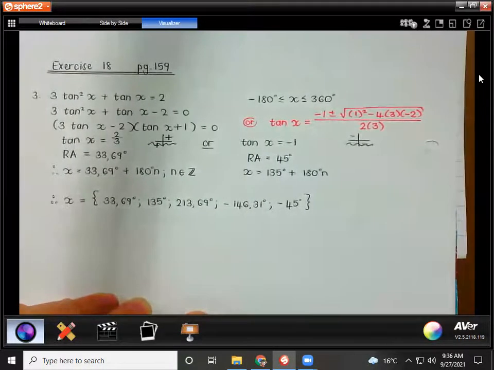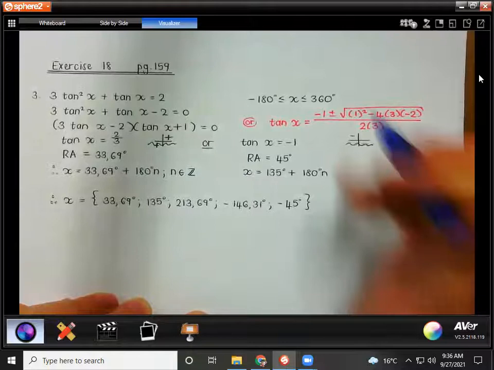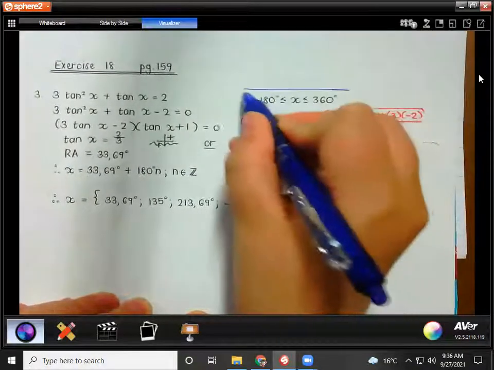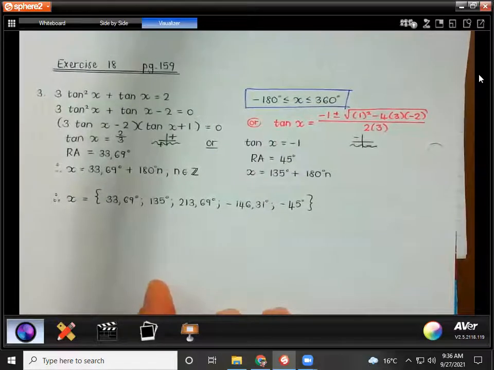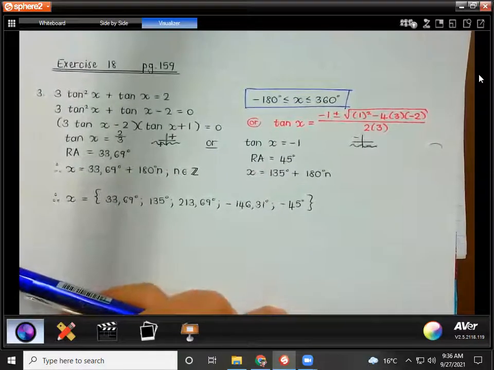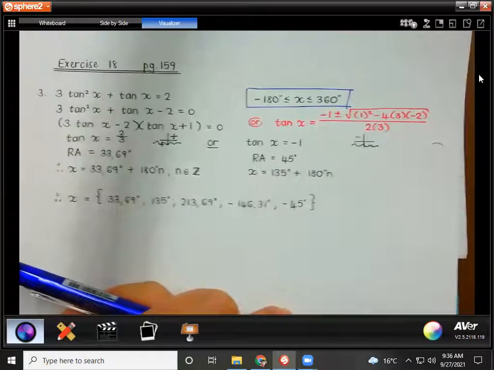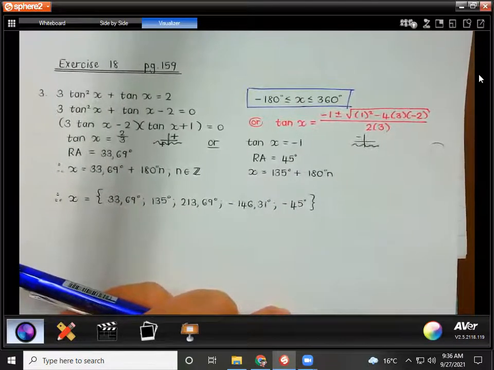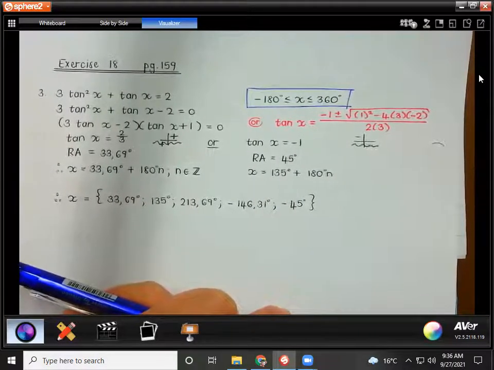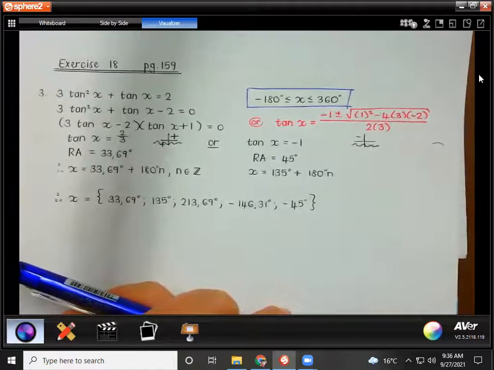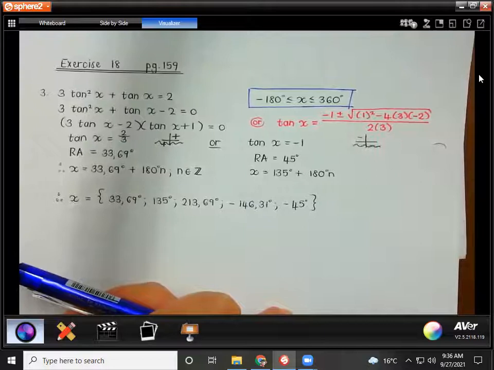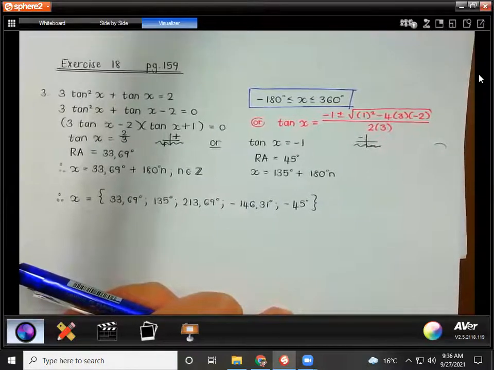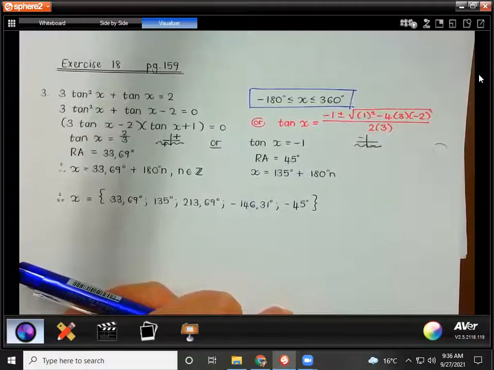Now, the extra thing in this question was that they said our x values had to lie between -180 and 360. So now you're going to sub in n values. The first one that you always start with is 0. Remember, n has to be a whole number, negative or positive. So this is going to be 315. Is that correct? Did I miss 315? Okay, thank you. I'll add that now.